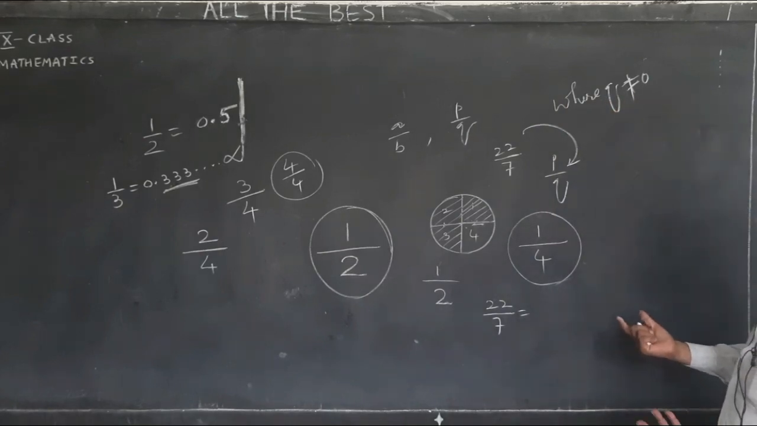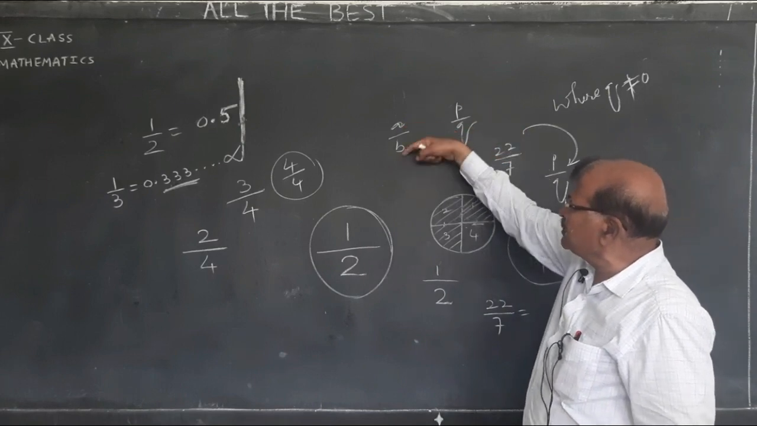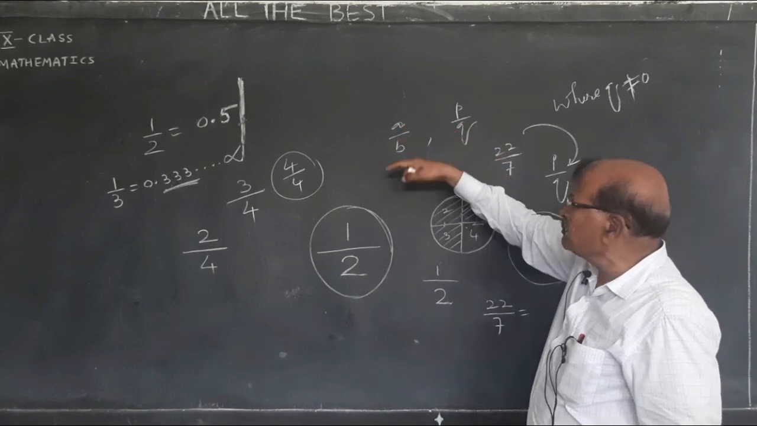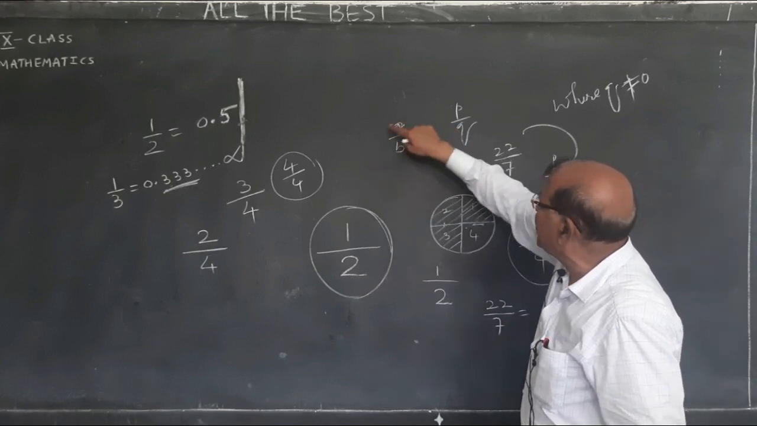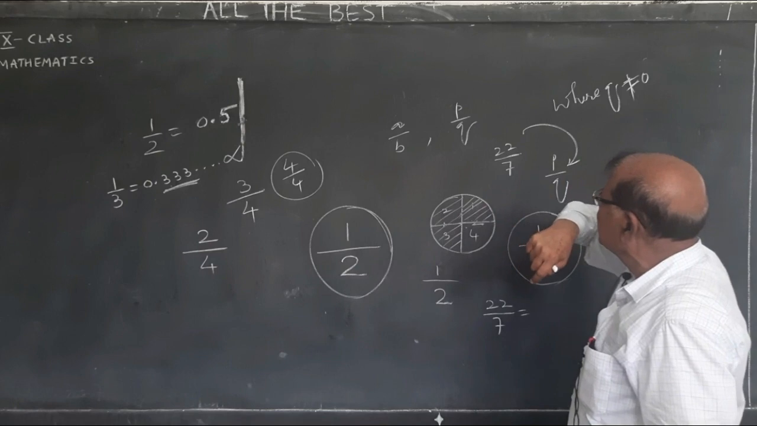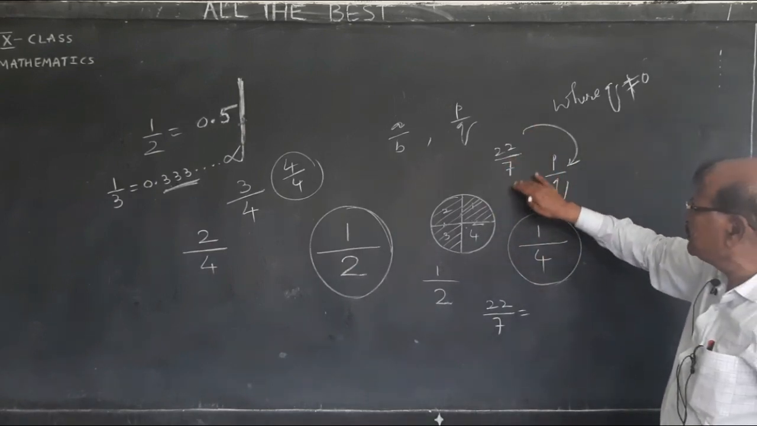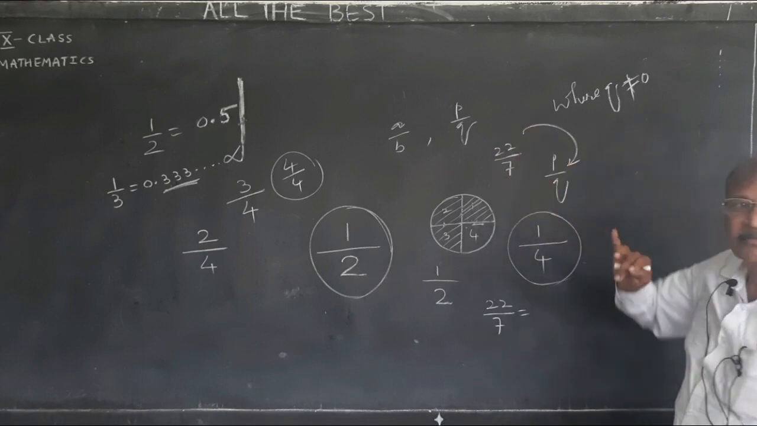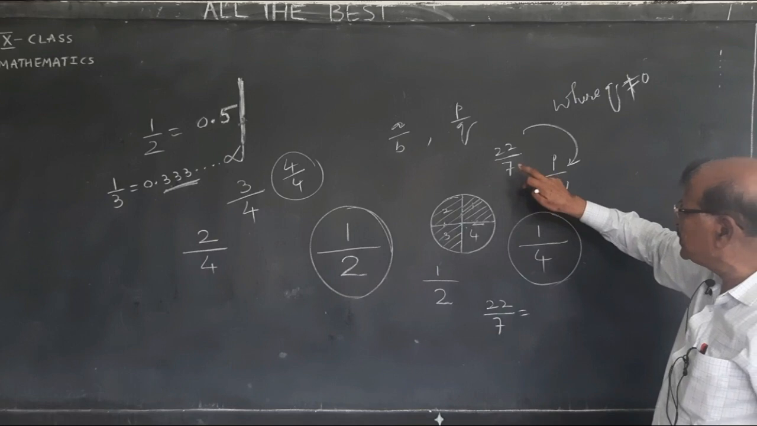Generally this is the numerator and this is the denominator. In some books it is represented by a by b, in some books it may be represented by x by y. So this is in the form of a fraction. So that definition is enough. But 22 by 7 is a fraction, yet it is not a rational number. It is an irrational number.